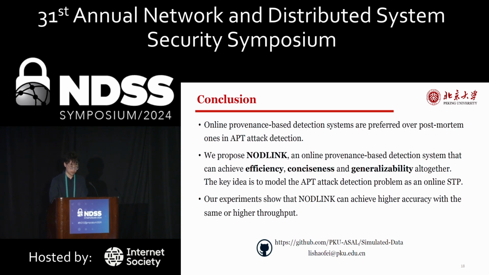In conclusion, online provenance-based detection systems are preferred over post-mortem ones for detecting APT attacks. We propose NODLINK, an online provenance-based detection system that can achieve efficiency, conciseness, and generalizability at the same time. The key idea of NODLINK is to model the APT attack detection problem as an online Steiner tree problem.